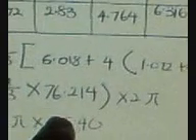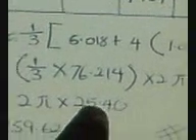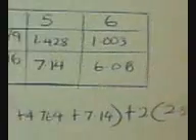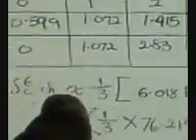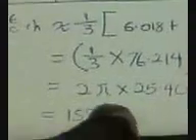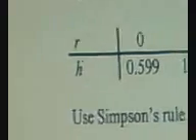And you get 25.40. But that's not the answer. You still have 2 pi. As you can see from the top, there's a 2 pi in front, so 2 pi times 25.40, you get 159.62. So this is how you can use Simpson's rule to find the answer.